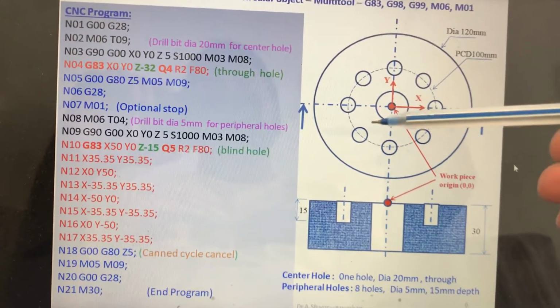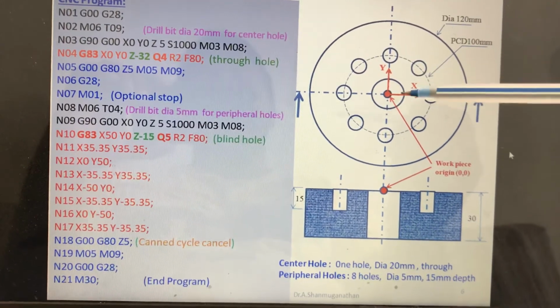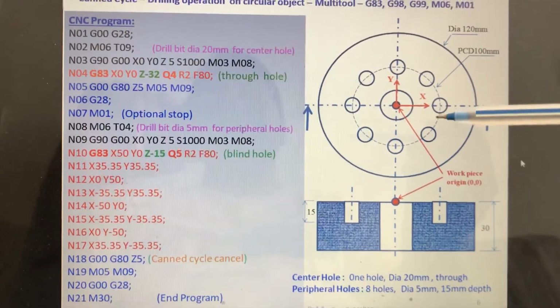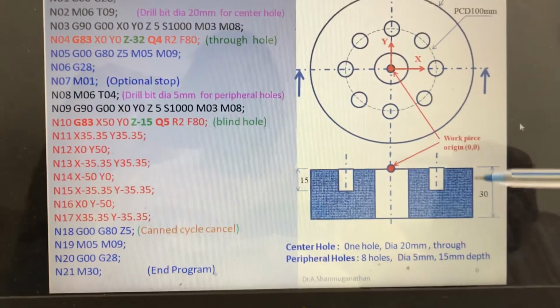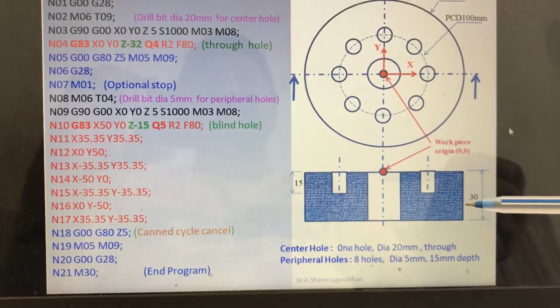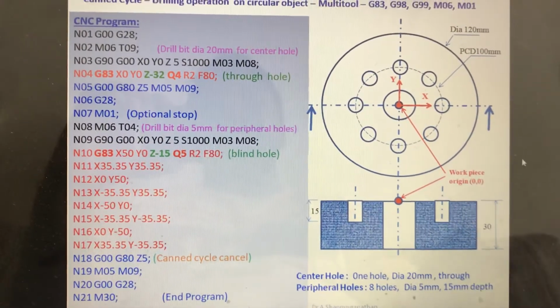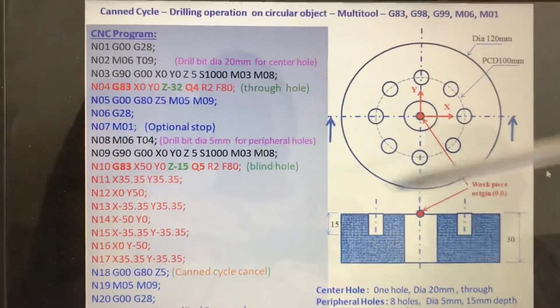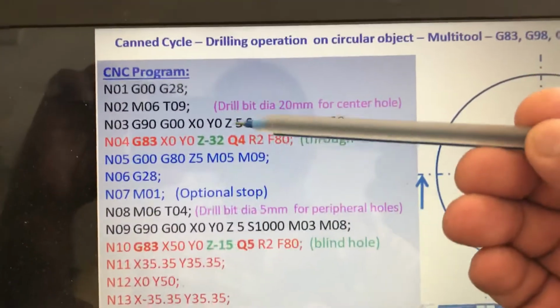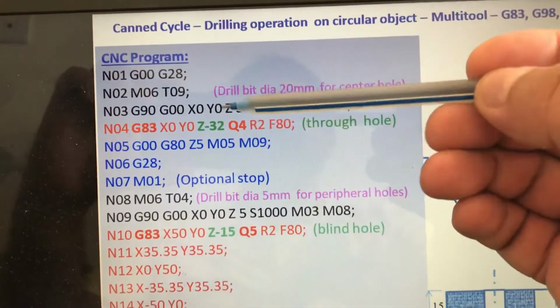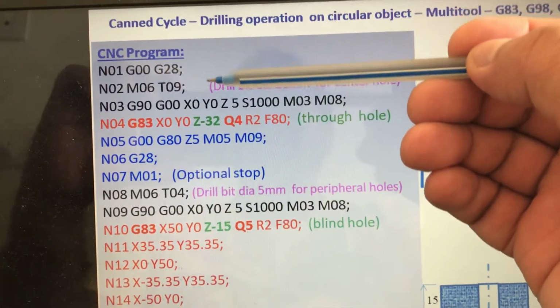And next thing is, in both different types of holes I have used peck drilling operation, considering the depth of cut is 30 is more and 15 is also more. I want to do it in incremental drilling operations. So let's see here now. This is as usual the setup phase, G00 and go to home point and then change the tool.